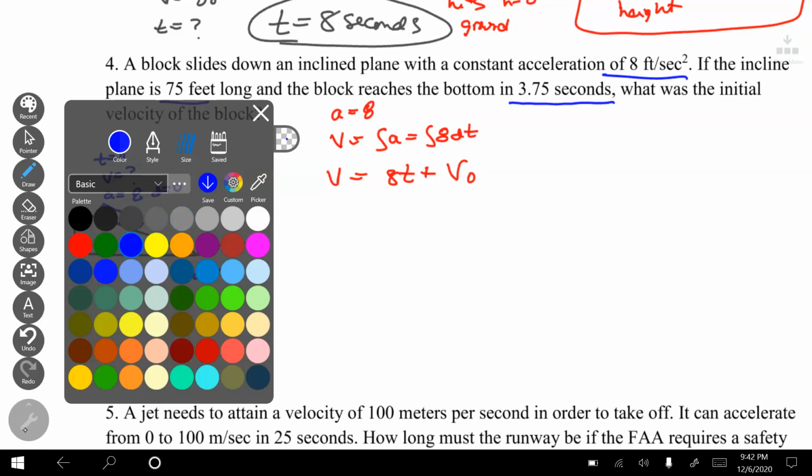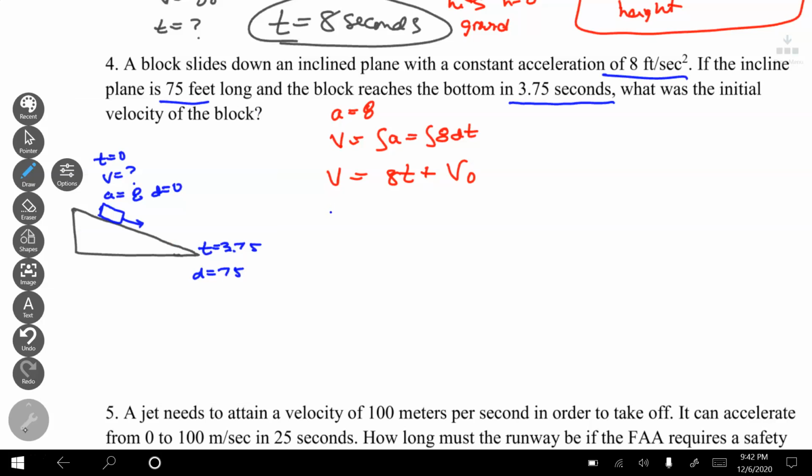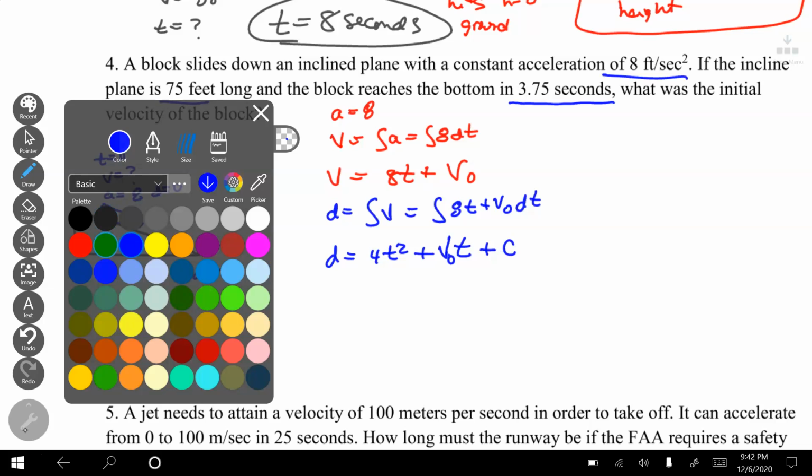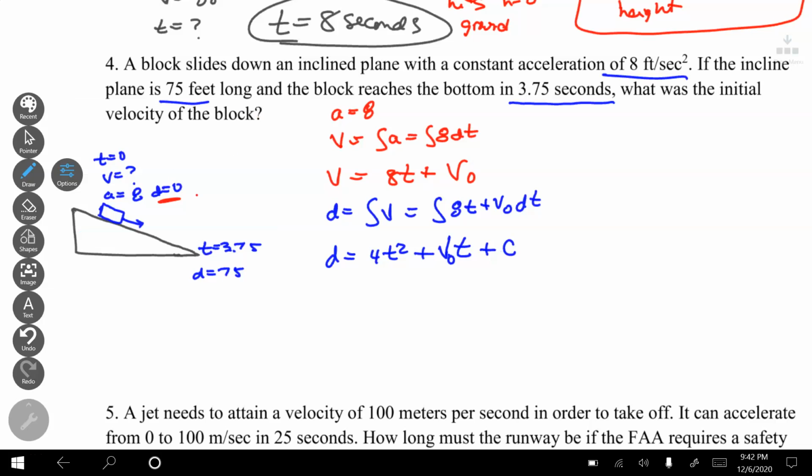Well then, I could say my distance is my antiderivative of my velocity, which is 8t plus v sub 0 dt. So my distance is equal to 4t squared plus v sub 0 times t plus some initial distance. Well, I think I've established that this is just going to be 0 because I don't have anything. So my distance equation is going to be 4t squared plus some initial velocity times time.